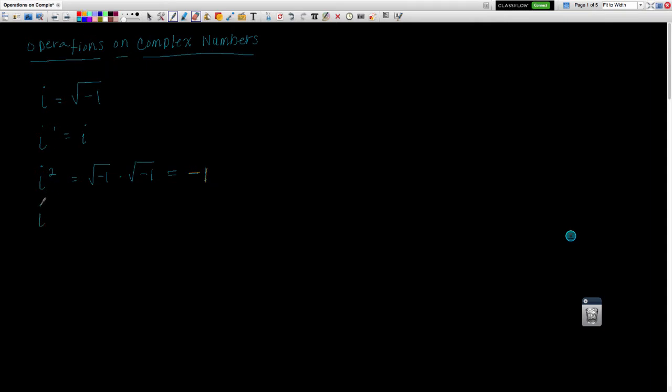Well, then i to the third power would be the square root of -1 times the square root of -1 times the square root of -1. Well, we know that the square root of -1 times the square root of -1 is -1, and we know that the square root of -1 is i. So i to the third power would just be -1 times i, which is -i.